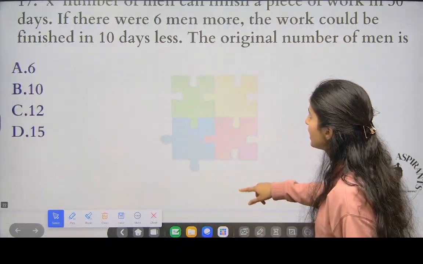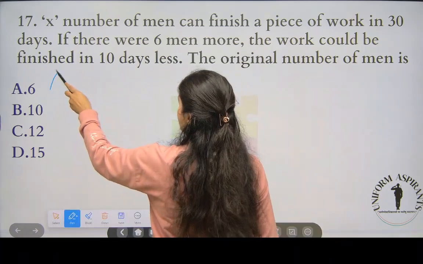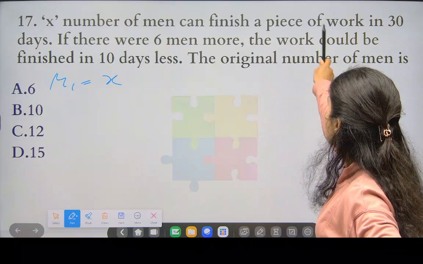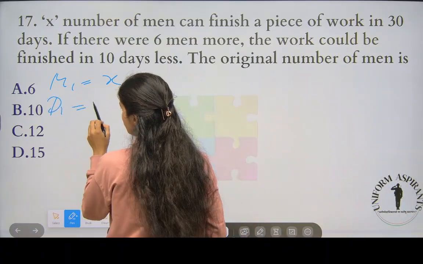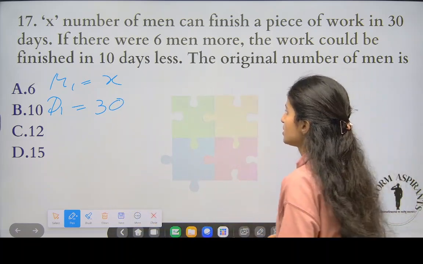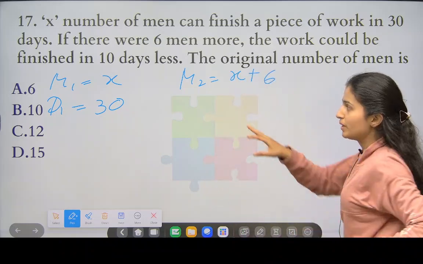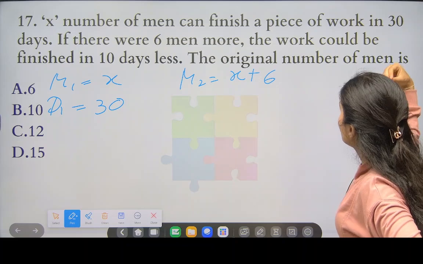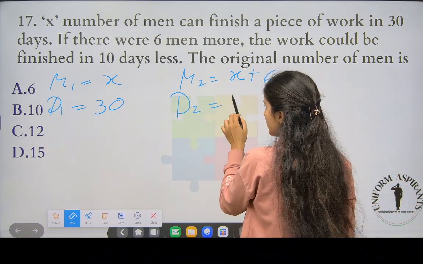See now, x number of men are given. Okay, no problem. Right, M1 is equal to x. Now see, they can finish a piece of work in 30 days. So we will write D1 is equal to 30 days. If there were 6 men more, M2 is equal to x plus 6 men. Before there were x men, now they are saying the condition is 6 men more. The work could be finished in 10 days. Fine, no problem. We'll write D2 is equal to 10 days.